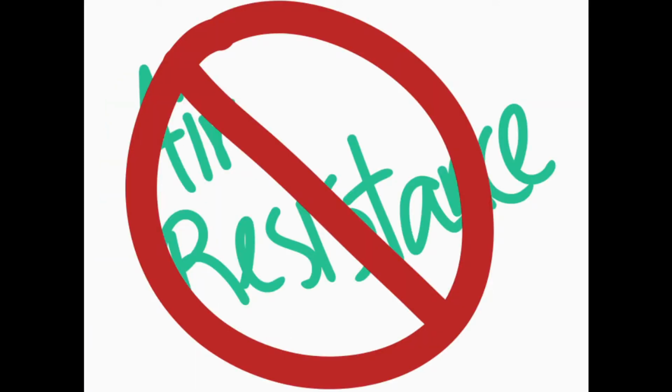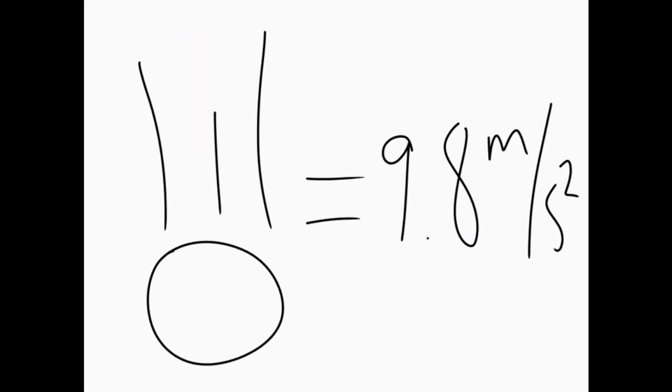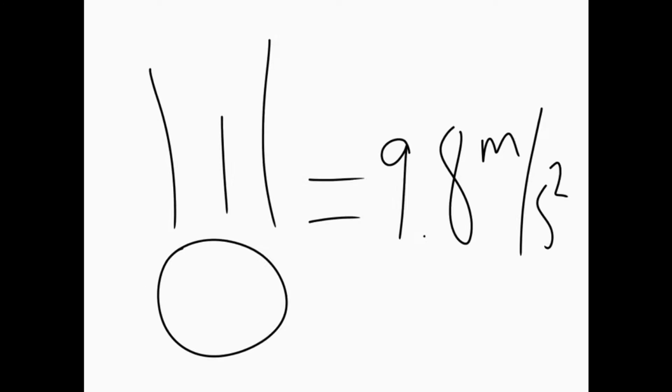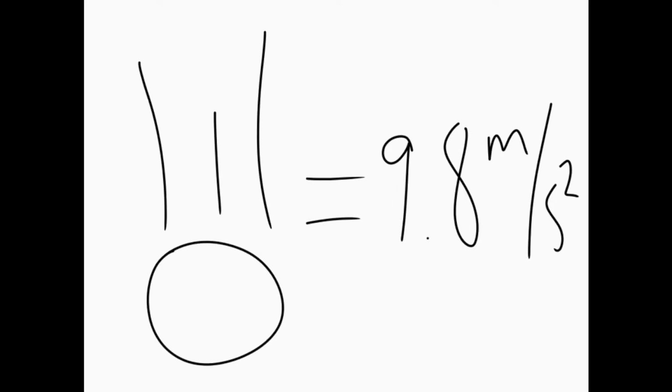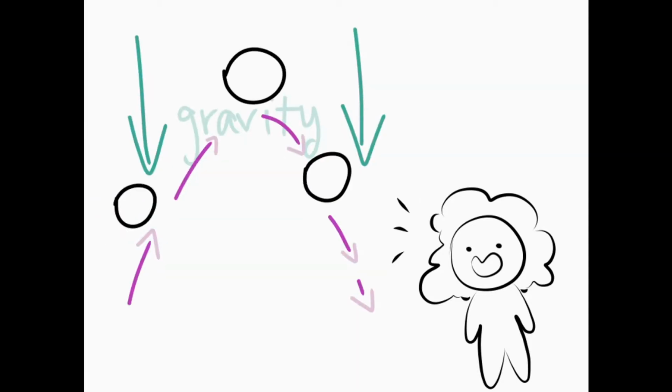After performing said experiments, he reached the conclusion that in the absence of air resistance, all objects fall at the same constant acceleration, g equals 9.8 meters per second squared. This acceleration is called the acceleration of gravity. This acceleration is always pointing downward, no matter if the object is moving up or down.